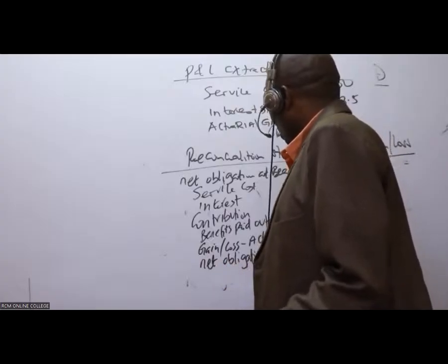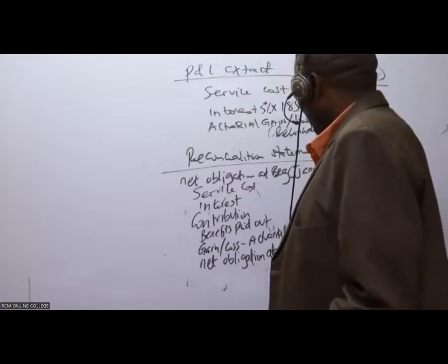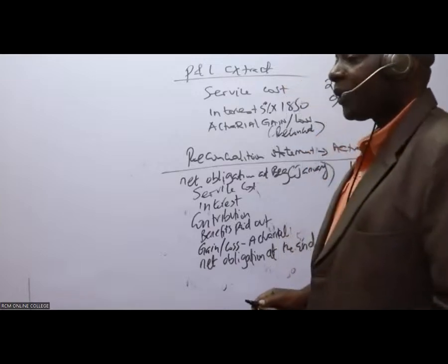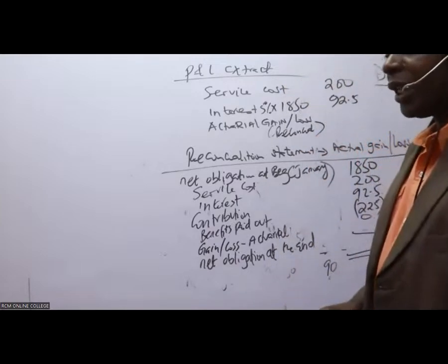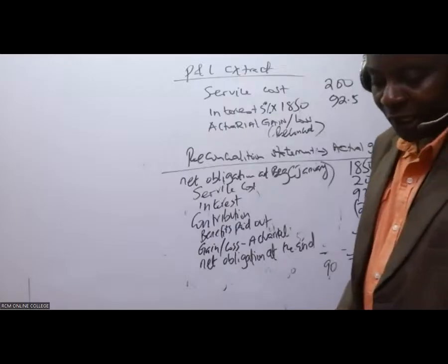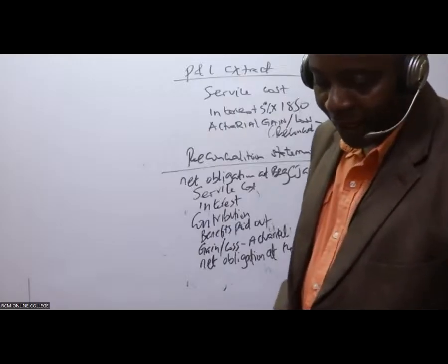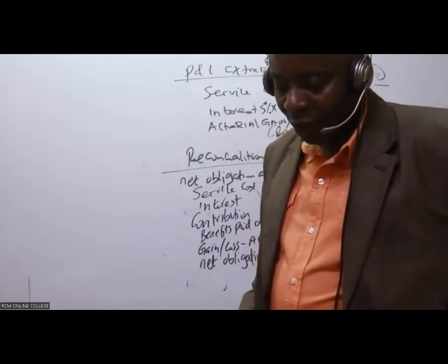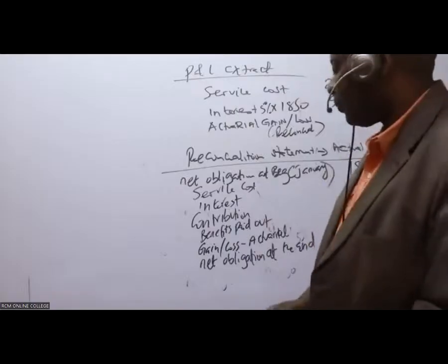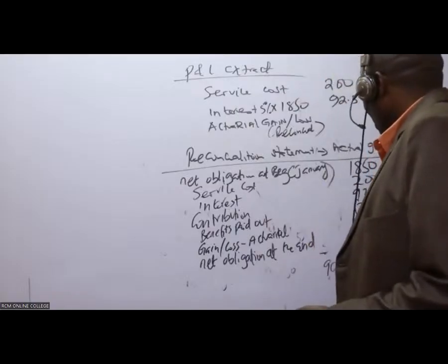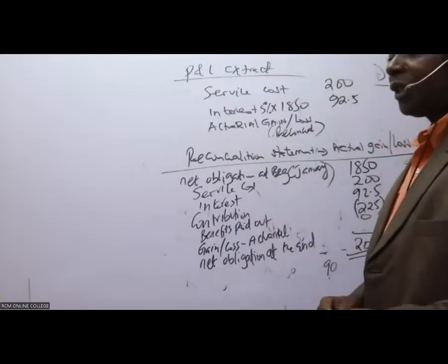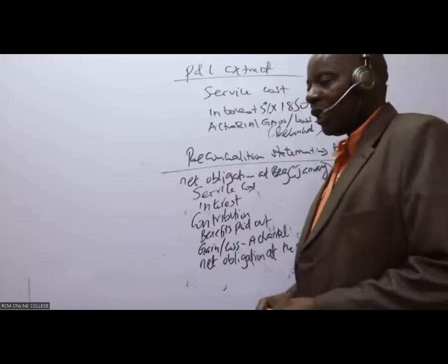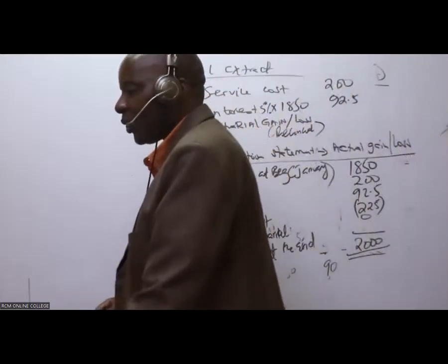Net obligation at the end. Are you able to see the net obligation at the end? These guys are not talking to me. I'm seeing 2,000. So then, are you able to balance these things, ladies and gentlemen?